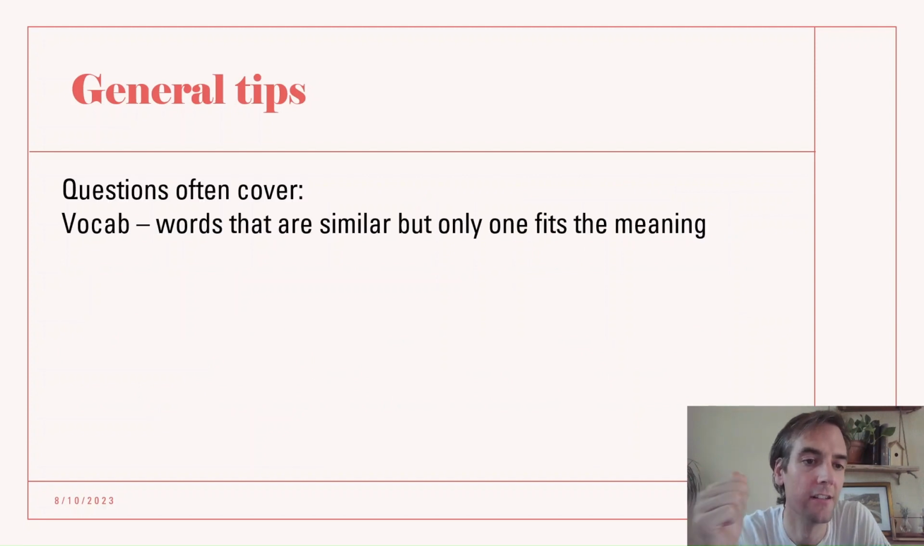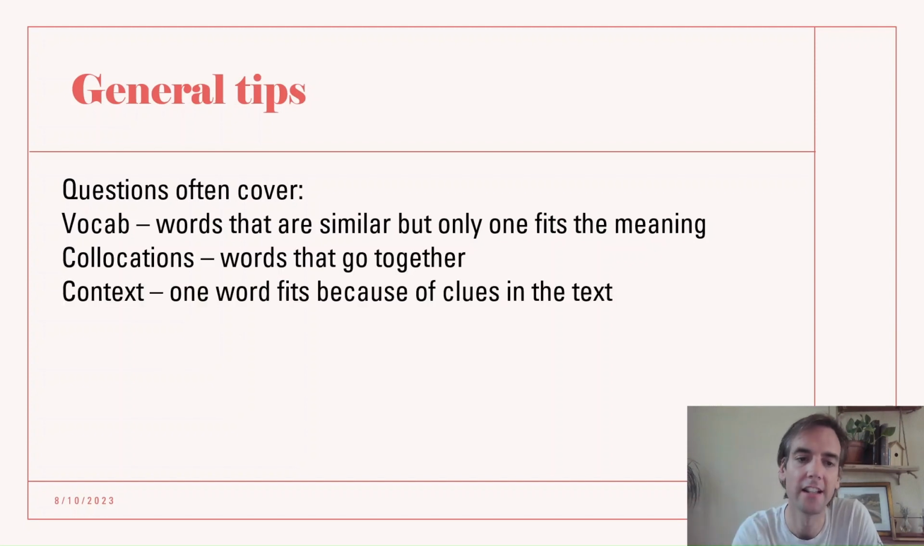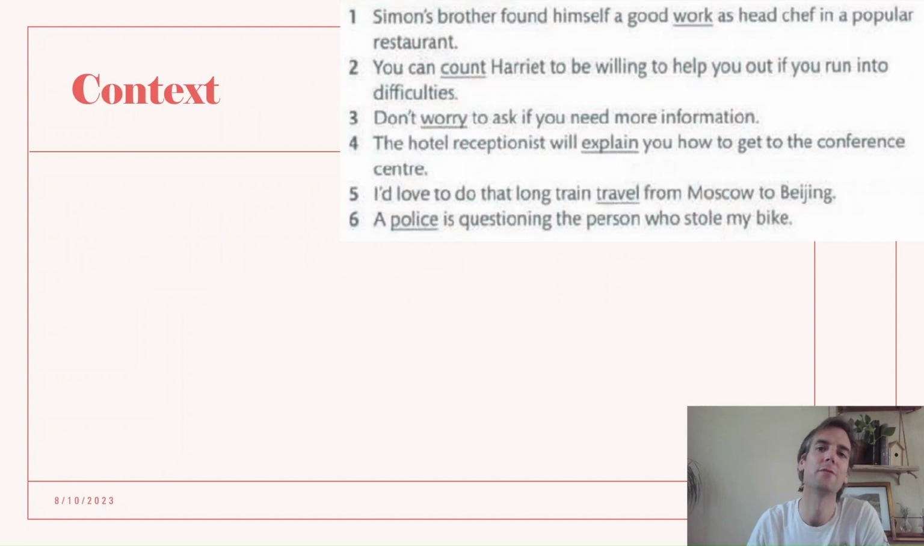Questions often cover vocab, so words that are similar, but you need to find the right one. Collocations, typical words that go together. And context, which is where this is not just a grammar exam, it's also a reading exam because you need to understand the ideas, the clues, so you can choose the right word. That's why it's a clever exam. So we're going to focus on this with some activities.